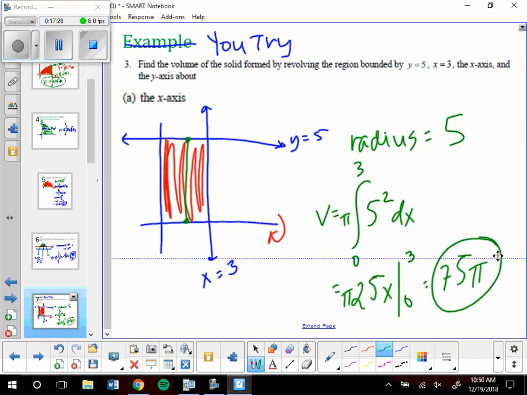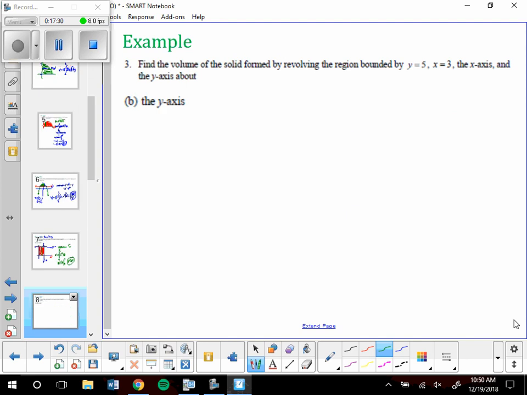This next one is actually sort of interesting. If we take this same exact area, but rotate it not around the x-axis, but around the y-axis, does it make the same volume? It's the same area. Does it make the same volume? You try and see. Pause the video now and try to rotate it around the y-axis. Thanks, James.